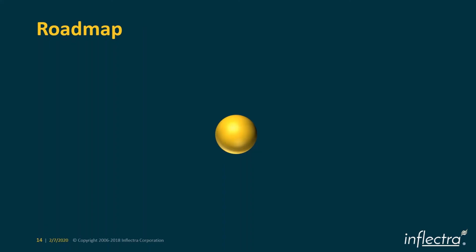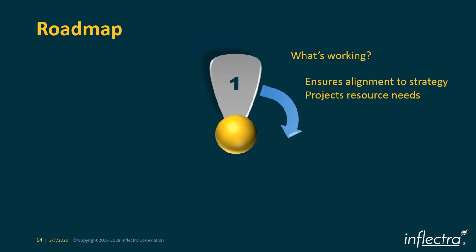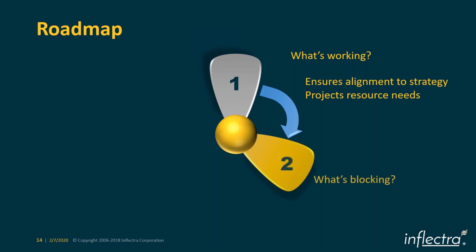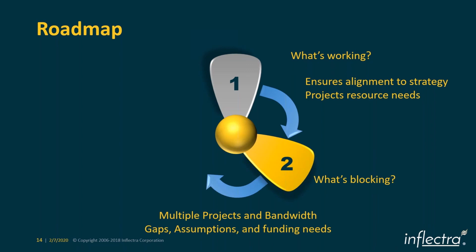So summarizing, a roadmap is fundamentally telling what's working. So it ensures alignment to strategy as well as the projected project resource needs. We need to have certain types of skill set or certain technology platform available at certain periods in time. So we are projecting that, and then also finding out what's blocking or what is actually preventing us from achieving our fullest. At that point, multiple projects, all of them are equally important.